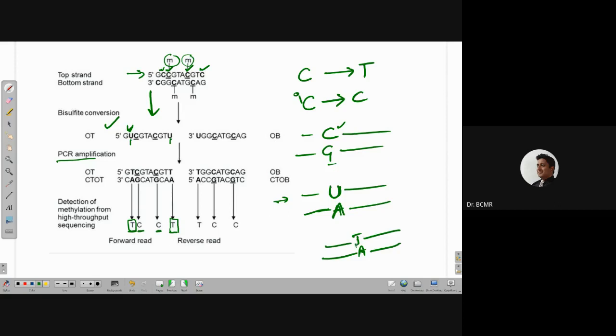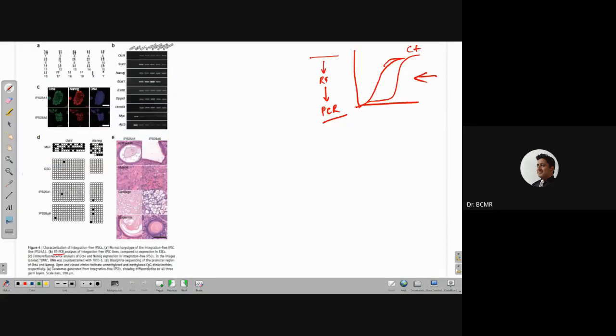The authors have used bisulfite sequencing to show that epigenetic reprogramming has happened. How would they show that? They would show that in OCT4, usually DNA methylation at CpG islands, the cytosine is usually the one that is methylated, and methylation of cytosine usually results in repression or silencing. So genes are not expressed.